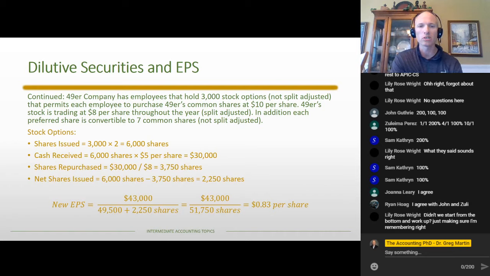So then after that, we have a new earnings per share. The numerator does not change, but within the denominator, we need to add 2,250 additional shares. And so the total number of shares when we're calculating our new diluted earnings per share is 51,750 shares. And so the new diluted earnings per share is 83 cents per share. And again, hopefully you remember walking through: is it in the money? If it's in the money, how much cash did I get? Have to do the repurchase, all that kind of stuff.